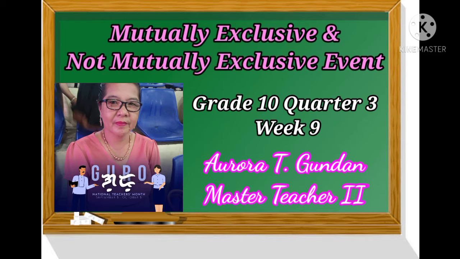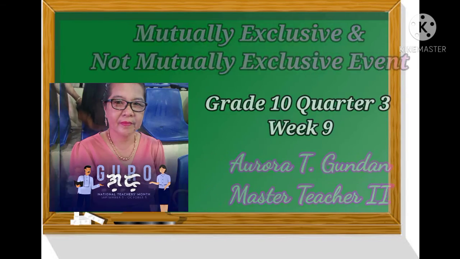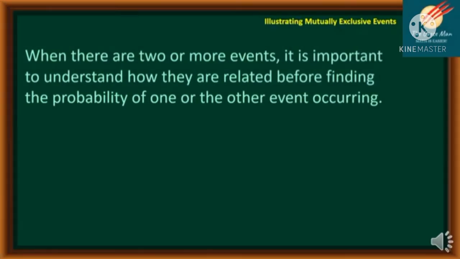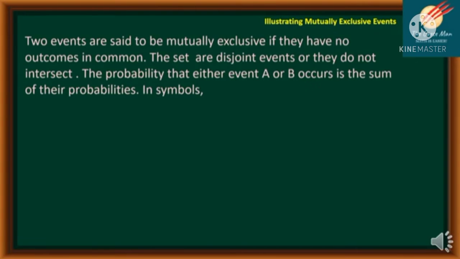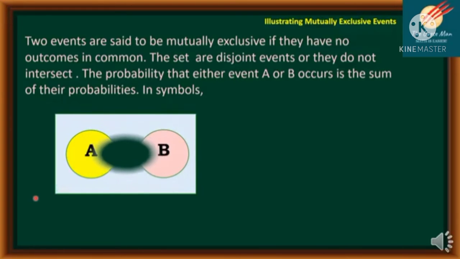And our topic for today is illustrating mutually exclusive events in grade 10 quarter 3. For two or more events, it is important to understand how they are related before finding the probability of one or the other event occurring. Mutually exclusive events are events that cannot occur at the same time. Two events are said to be mutually exclusive if they have no outcomes in common. The sets are disjoint events, or they do not intersect. The probability that either event A or B occurs is the sum of their probabilities.